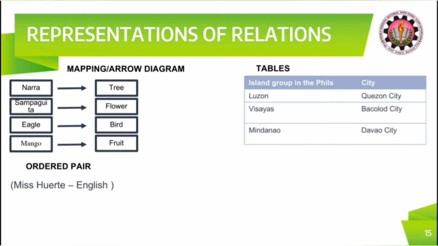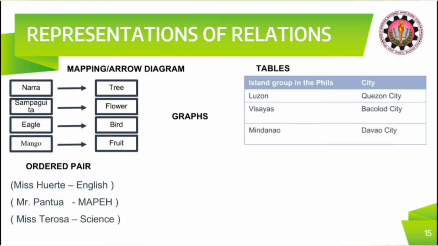Next is the ordered pair. What do we see in the ordered pair? You're right. In the ordered pair, we see the relationship of Miss Huerte to English, because Miss Huerte is teaching English, Mr. Pantoa is teaching MAPE, and Mr. Rosa specialized also in science. So, they are teachers teaching their specializations.